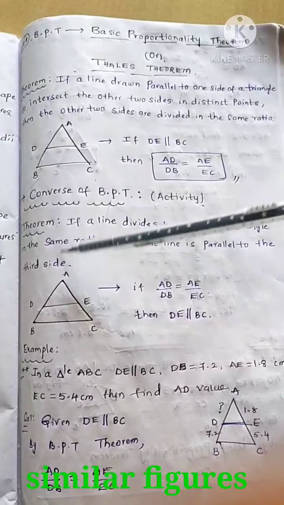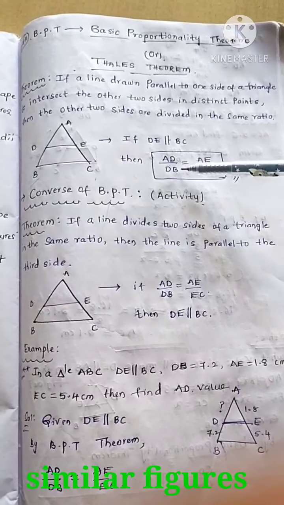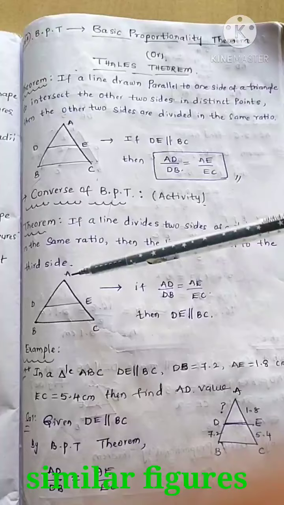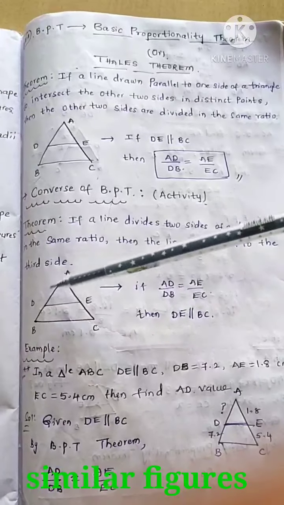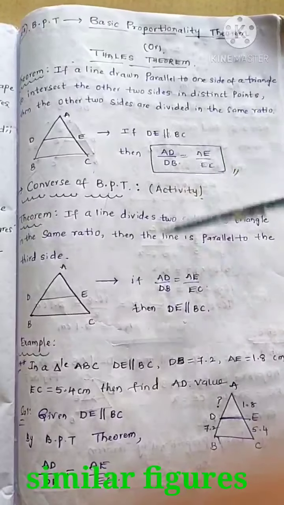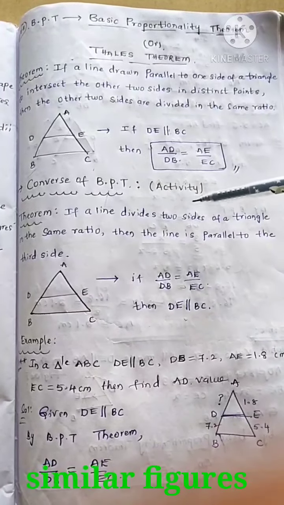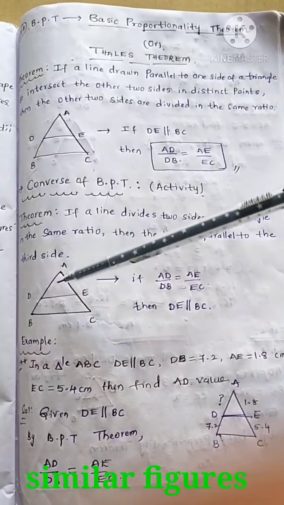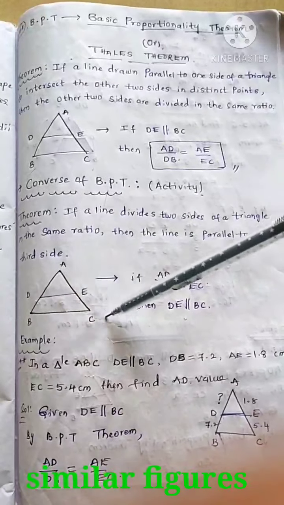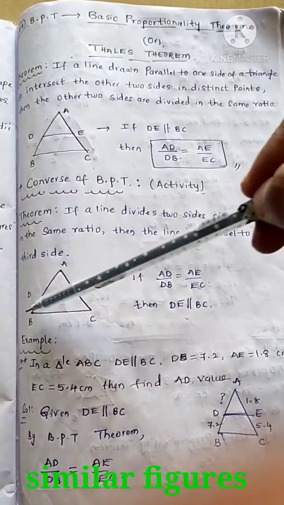Observe. In the theorem we take the parallel condition and finally write the proportional condition. Here, the ratio of the sides is proportional, and finally we write the parallel condition, the reverse of this one. Okay, observe, same condition. What is given? The line divides two sides of the triangle in the same ratio, meaning AD by DB is equal to AE by EC. If this condition holds, then definitely the side DE is parallel to BC.